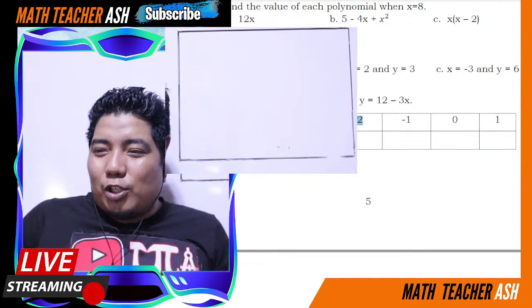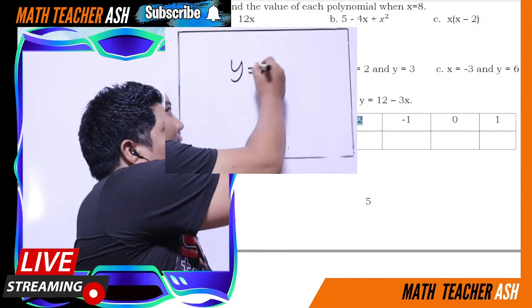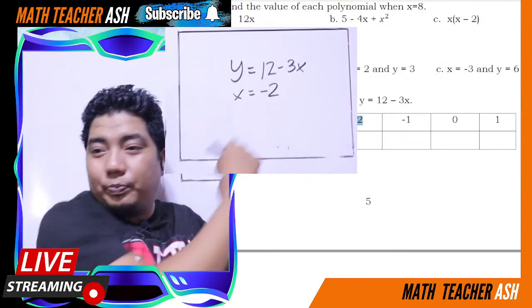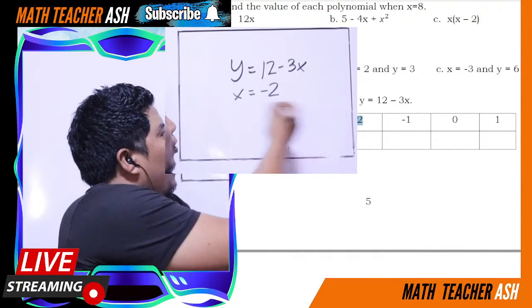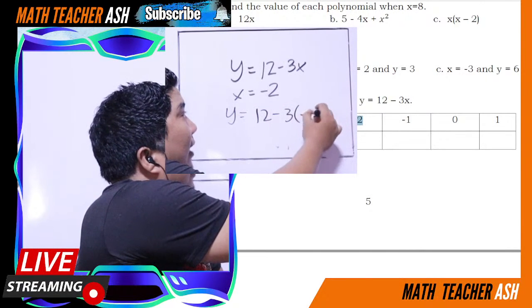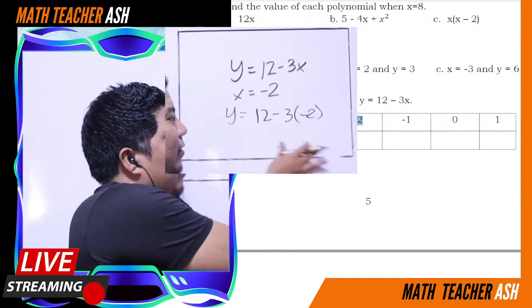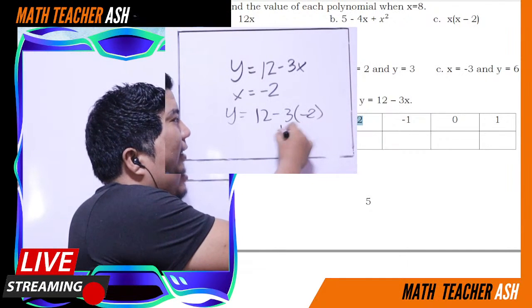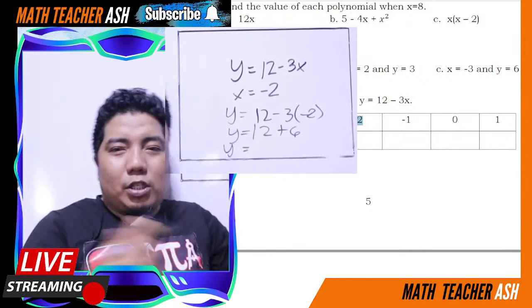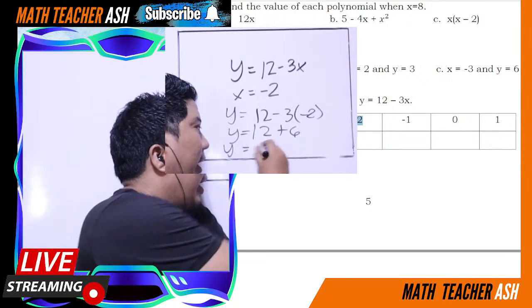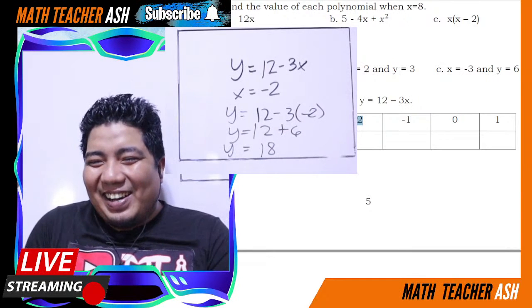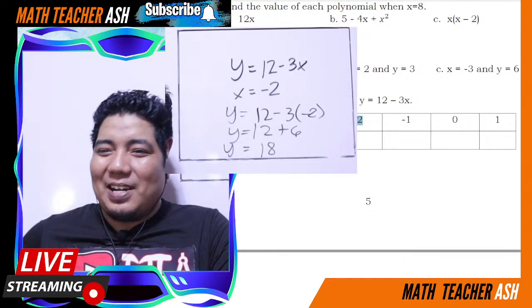Okay. So, we have here y is equal to 12 minus 3x. Yung x daw natin ay negative 2. So, y is equal to 12 minus 3 times negative 2. So, negative 3 times negative 2, of course, pareho sila negative, magiging positive 6 yun. So, 12 plus 6, of course, ano bang ang sagot kapag i-add mo si 12 by 6? Okay, so that is 18. And that is your final answer, my dear math learners. Okay, so ganon lang kadali, my dear math learners.